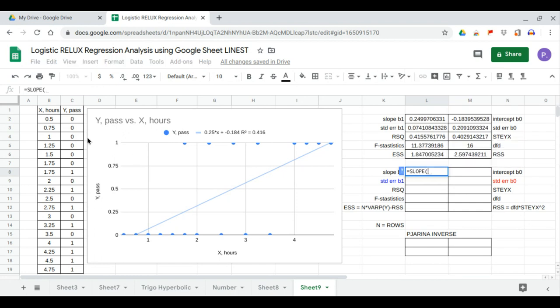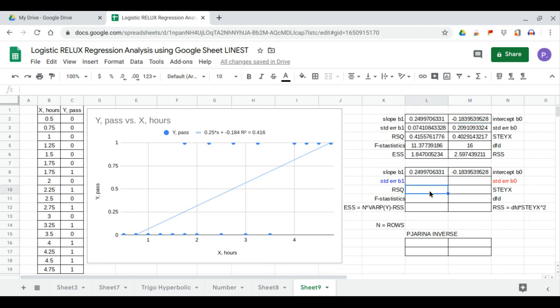The slope can be calculated by its own function, which is 0.2499. B1 matches our LINEST output. The intercept, we use the intercept function with y and x, which also matches negative 0.1839, matching our LINEST output.